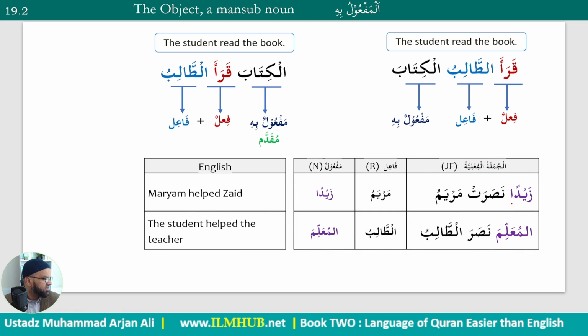Here, as you can see, Zaydan has been brought first. Al-Mu'allima has been brought first. And the translation, Maryam helped Zayd. Of course, exactly the same. But here, Zayd is coming first for emphasis. And again, these two boxes are explaining what is going on for you. So the first box has the doer, the next box has the object. And of course, Rafa and Nasab is your friend to help you recognize what is going on. So Maryam helped Zayd. The student helped the teacher. Again, for emphasis, I'm bringing it first.